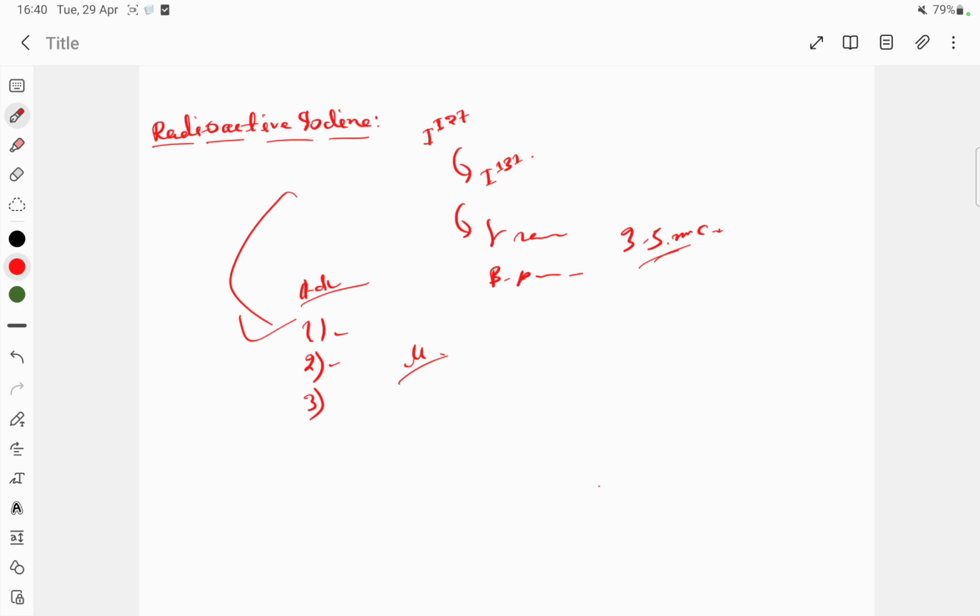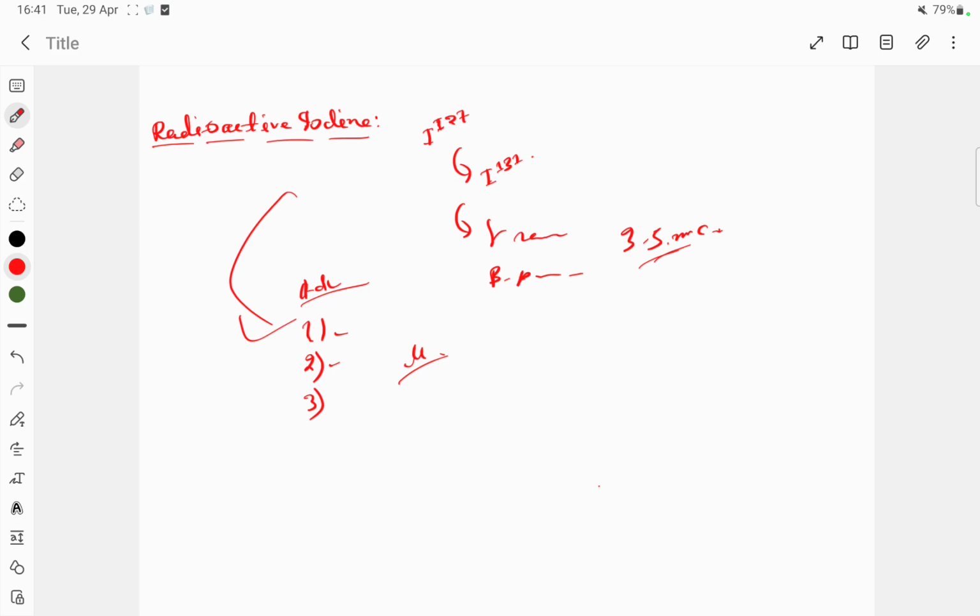So it is recommended for patients above 25 years of age and for whom there is no chance of performing surgery, like if they have congestive heart failure or any heart disease, etc. So these are the disadvantages.